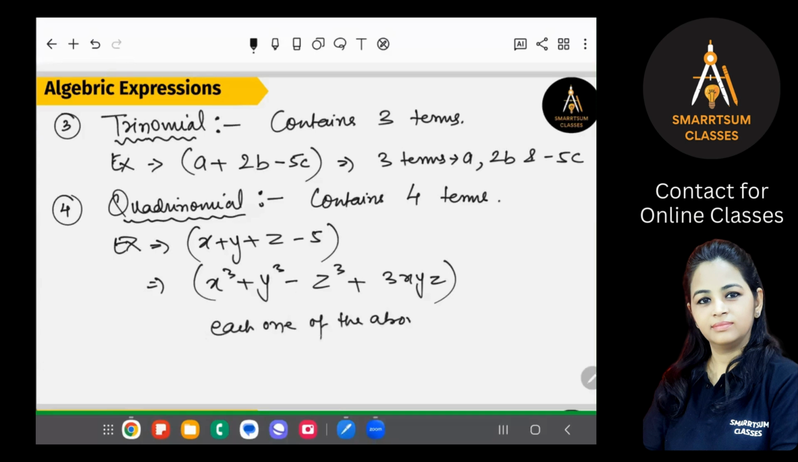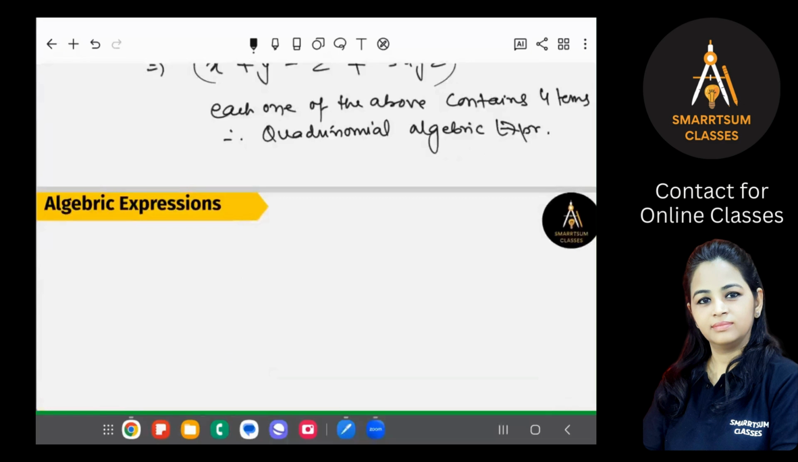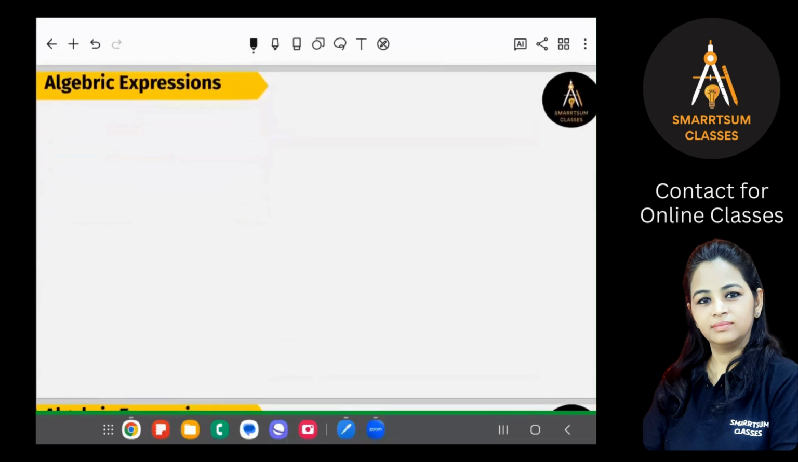the above expression contains four terms, right? They contain four terms. Therefore, they are quadrinomial algebraic expressions. Is that clear? Right? So in this way, on the basis of number of terms, we can classify the different algebraic expressions. Now, there is one more type of algebraic expression, and that is a polynomial.